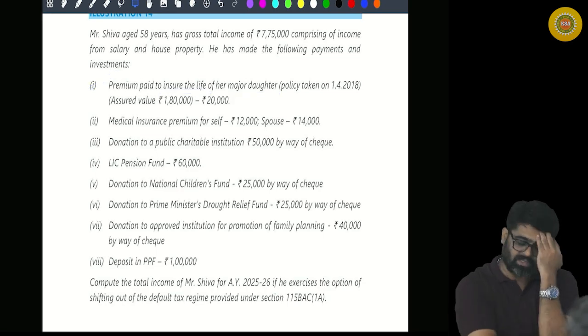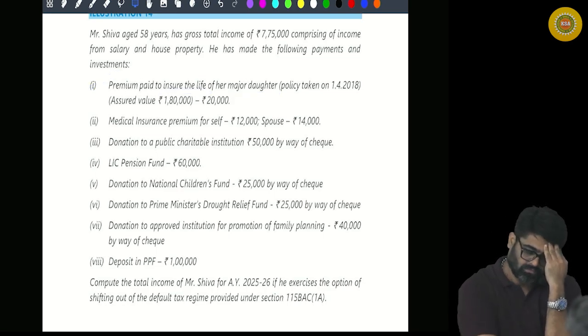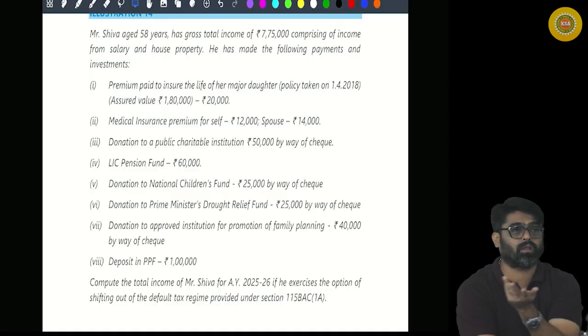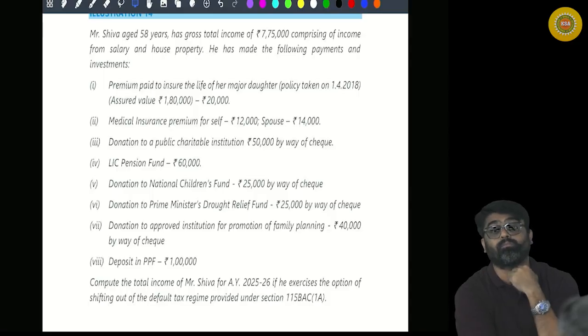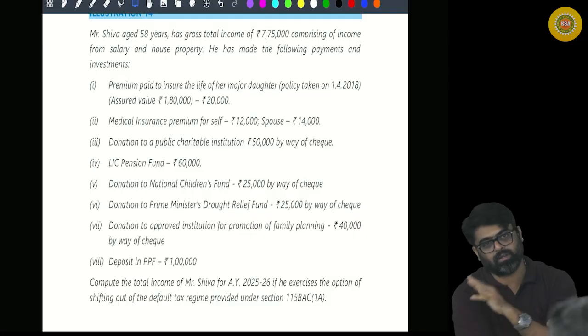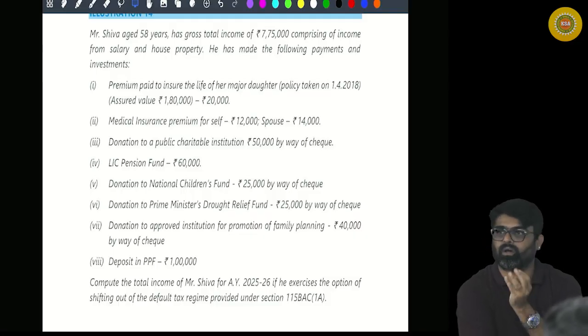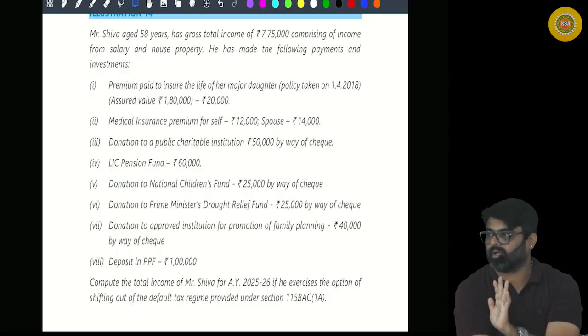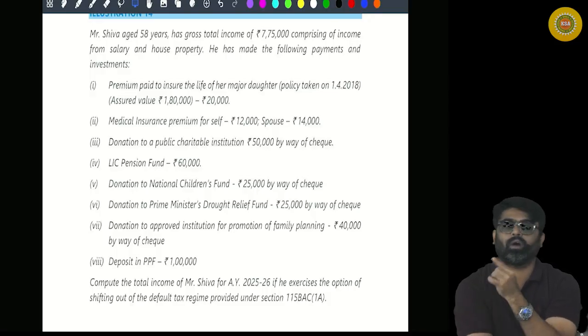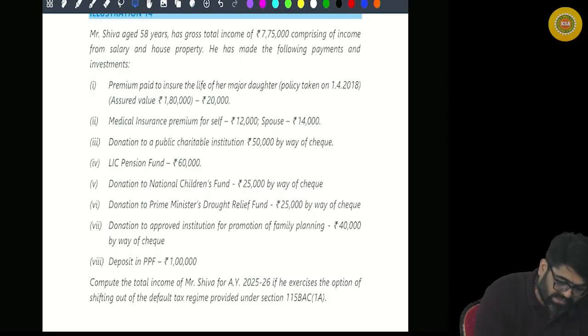daughter. Sir, she was a major. What? Major or minor, she is your daughter only, no? Sir, sometimes they will give you a married daughter. So after she gets married, she does not remain your daughter. She is still your daughter, whether married or unmarried, major or minor. For your daughter, for your child, if you are making the payment for life insurance premium, will it qualify or not qualify? It will qualify.